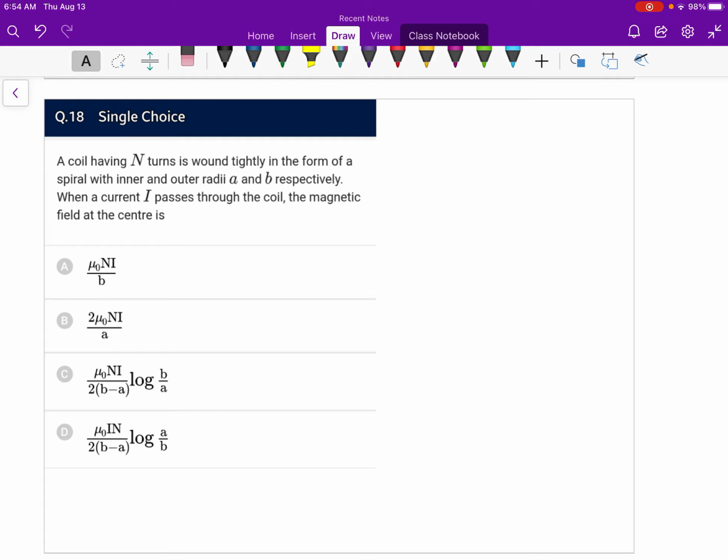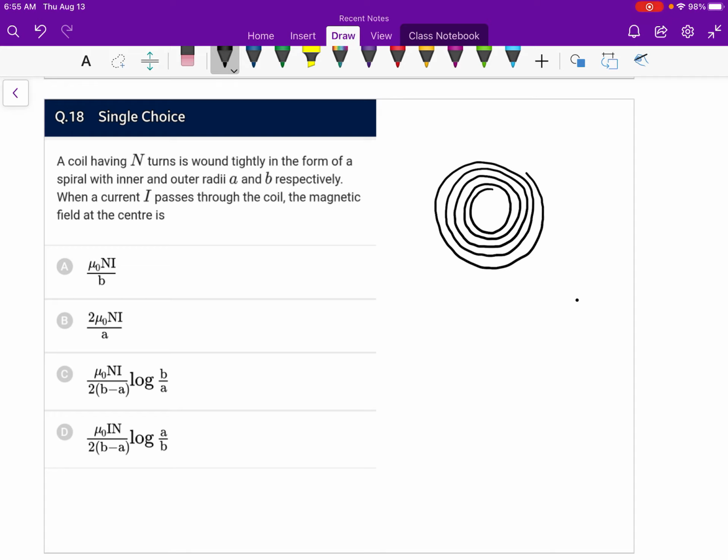When a current I passes through the coil, the magnetic field at the center. So this question has come in JEE Mains as well as JEE Advanced previously. So this is the spiral. The radius of the circle is continuously increasing. We are given inner radius is A and outer radius is B.